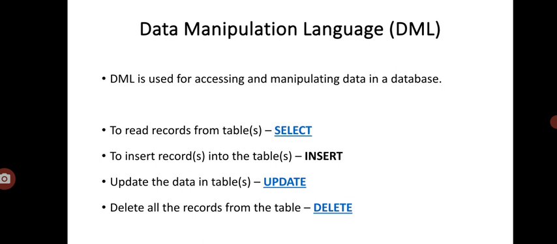Insert is used to insert the values into the table. Whenever a table is created, it has zero records at first, so we need to insert the records into the table, and that can be done using the insert command. Update command is used to update certain values or attributes present in the table. Rather than deleting the old tuple, we can update certain attributes in the table using the update command. And delete is used to delete the records from the tables.